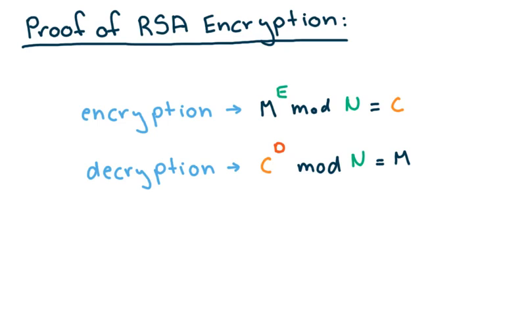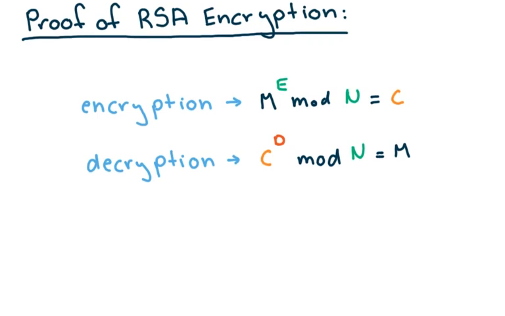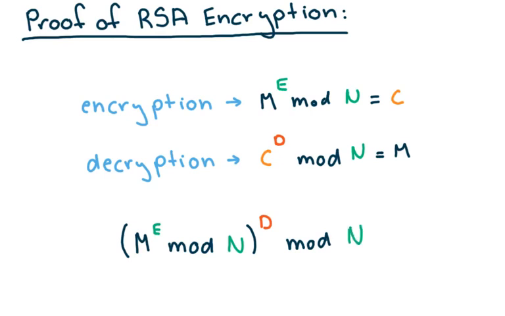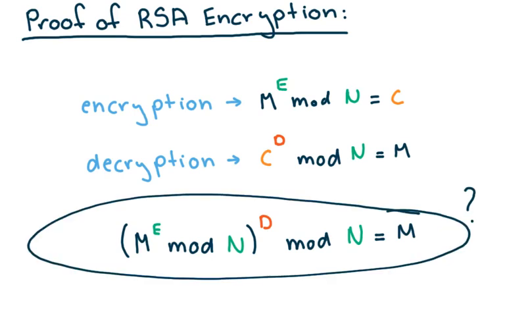But why does this work? That is, why does c, which is equivalent to m to the e power mod n, all raised to the d power mod n, equal that original integer message m? Well, to answer that question, we have to know two things.